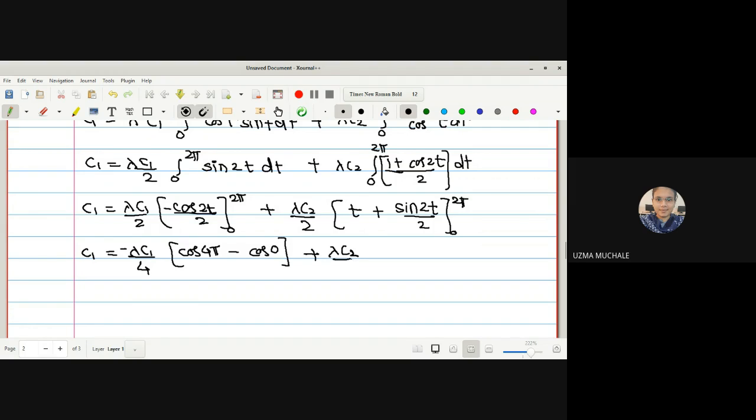Plus lambda C2 upon 2. Let me substitute here, 2 pi minus 0, no need to write down the value 0. So here it is 1 by 2, again sin 4 pi minus sin 0.